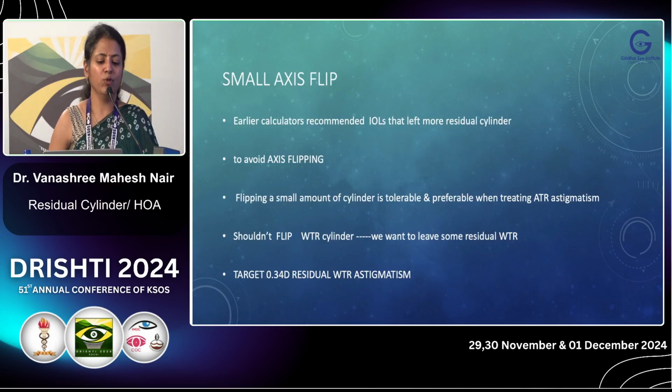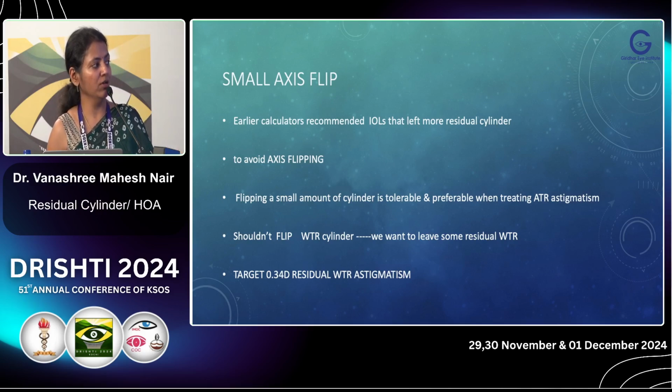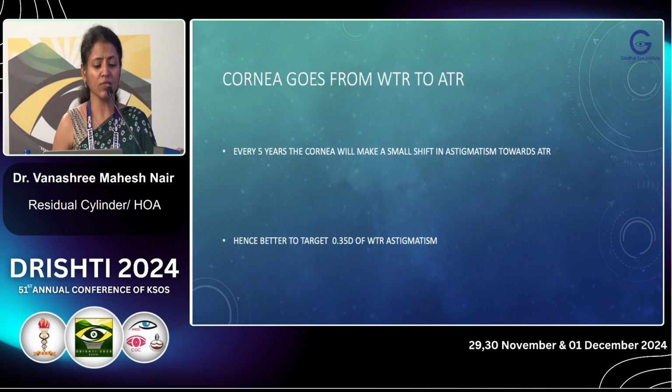Now, there's a concept of small axis flip. Previously, the calculators used to leave a little more residual cylinder to avoid an axis flip. What is this axis flip? If you're flipping the axis from with the rule to against the rule, that's bad. But now we know that we should actually leave a small with the rule astigmatism at the end of the surgery. So if you're flipping towards with the rule, it's okay. Your target should actually be to leave 0.34 diopter astigmatism.